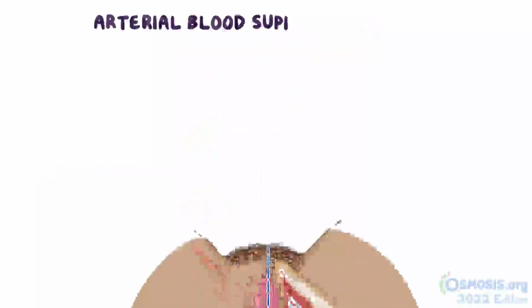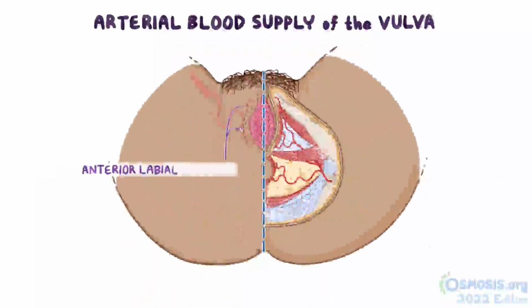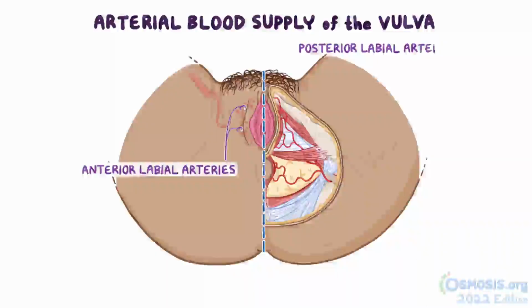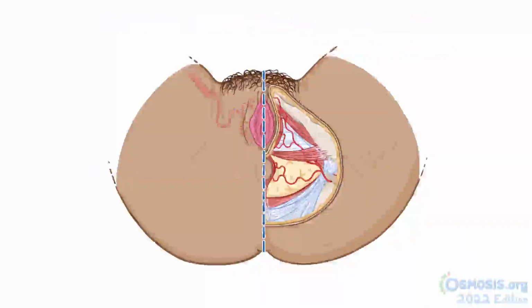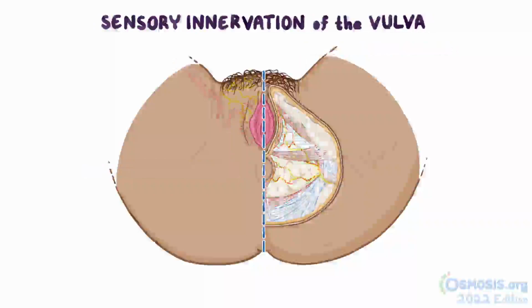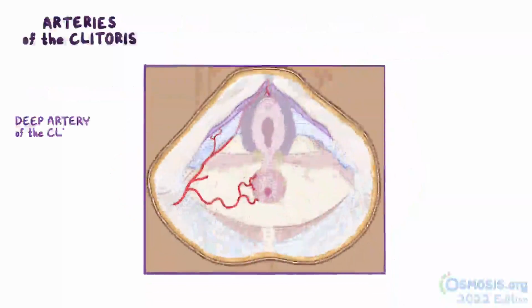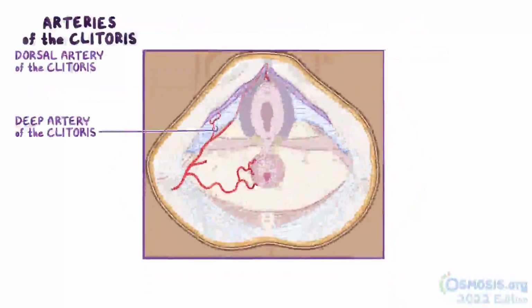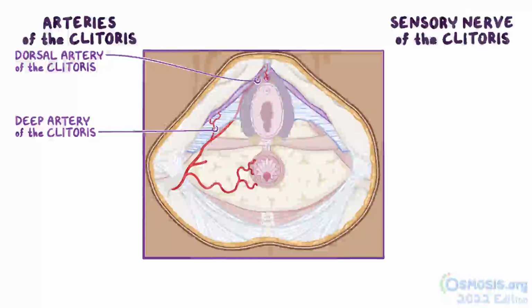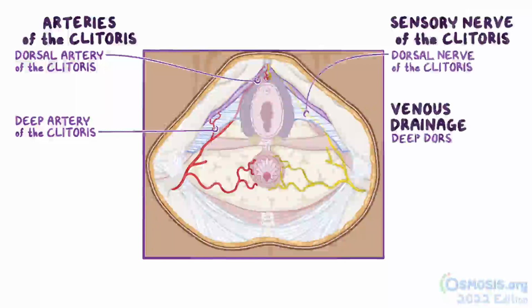The arterial blood supply of the vulva comes from the anterior labial arteries and the posterior labial arteries. Sensory innervation of the vulva is provided primarily by the anterior labial nerves and posterior labial nerves. The arteries of the clitoris include the deep artery of the clitoris and the dorsal artery of the clitoris, while the main sensory nerve of the clitoris is the dorsal nerve of the clitoris. And the venous drainage is by the deep dorsal vein of the clitoris.